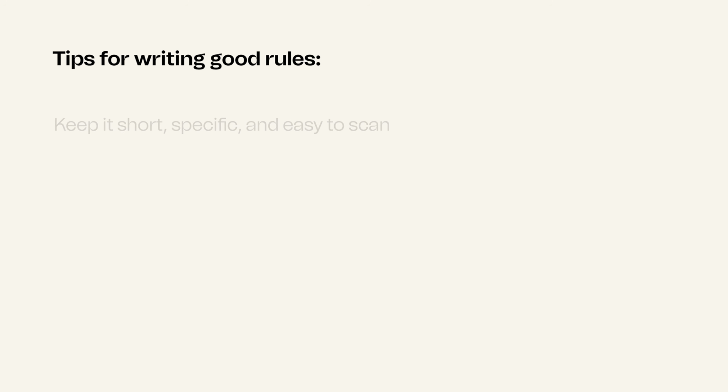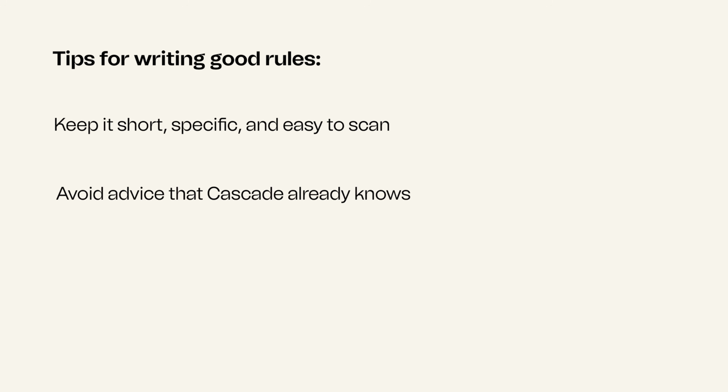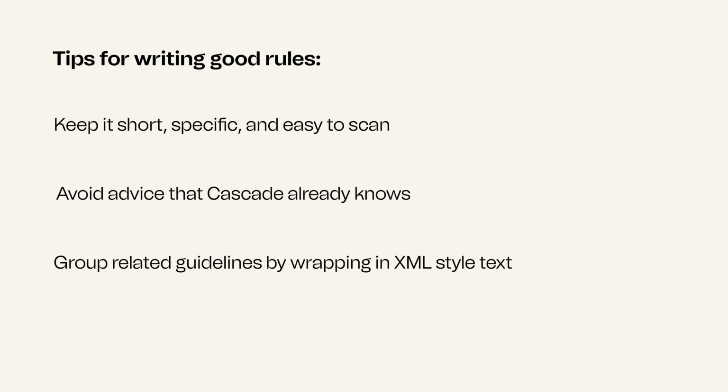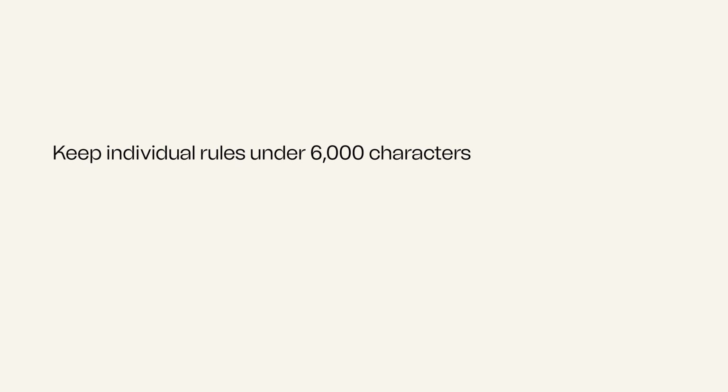Good rules are short, specific, and easy to scan. Avoid generic advice that Cascade already knows, and if you need to group related guidelines, you can wrap them in simple XML-style tags. A single rule that exceeds 6,000 characters is cut off.